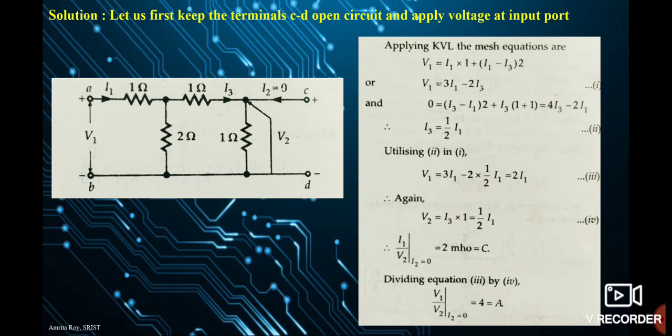Now we will utilize equation 2 in equation 1. So V1 equals 3I1 minus 2 into, by substituting the value of I3, 2 into half of I1, that is 2I1. Again V2 will be equal to I3 into 1, that is half of I1. So I1 by V2 when I2 equals 0 will give us 2 mho, that is the parameter C. Similarly, dividing equation 3 by equation 4 will give V1 by V2 when I2 equals 0 equals 4, that is we will get parameter A.